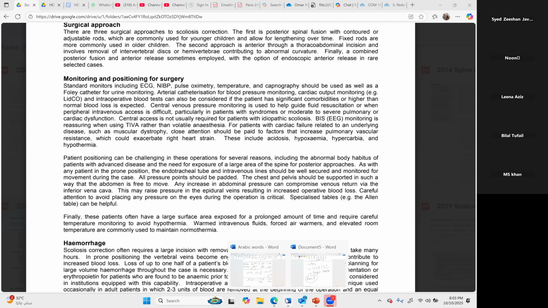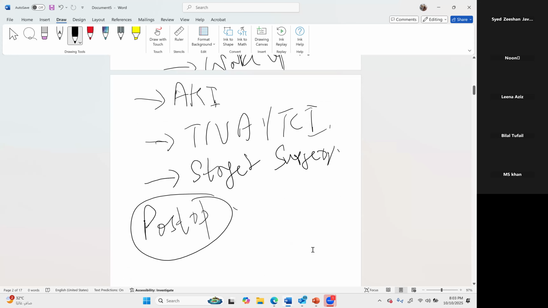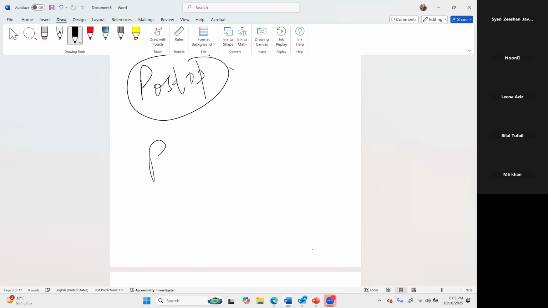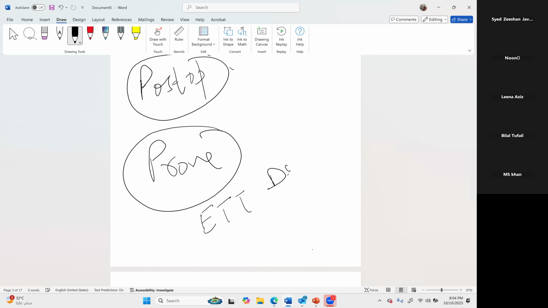Now, one question which is associated with this position: for example, if you are having a surgery in a prone position, and your endotracheal tube is dislodged, what will you do? Yes, Noon.